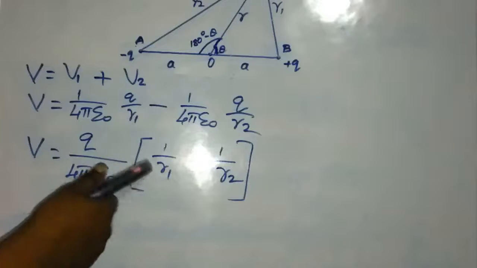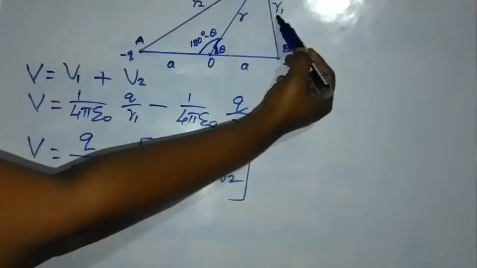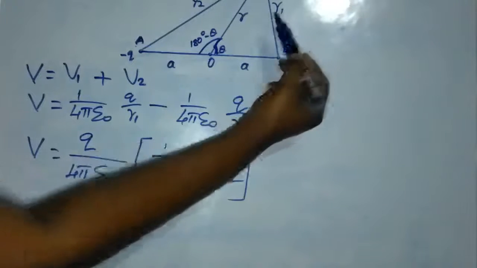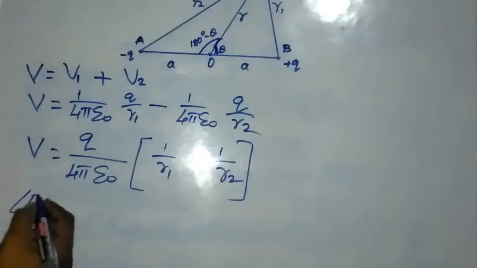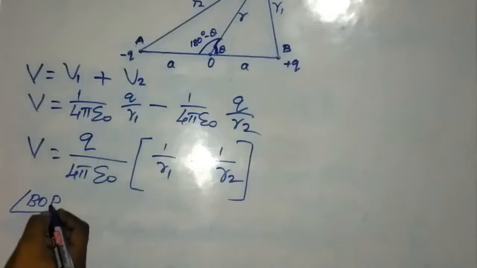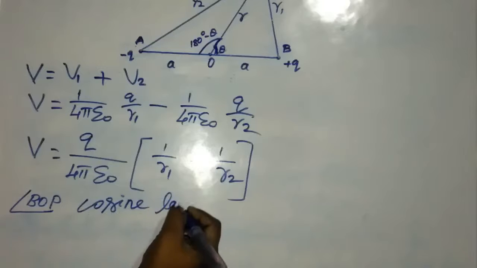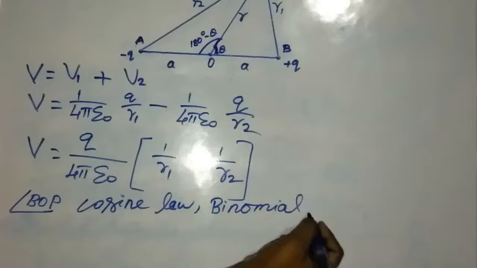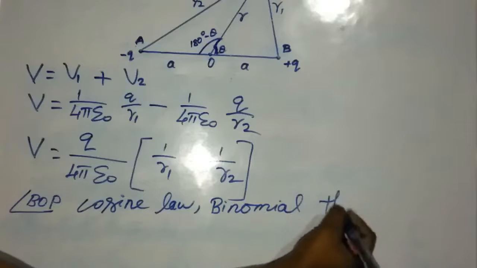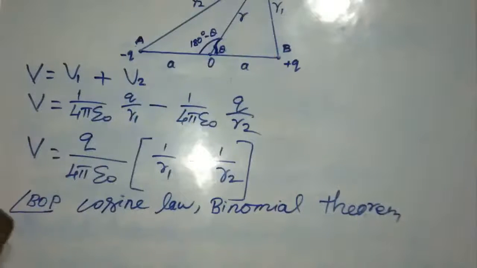Now we are going to find the value of 1 by R1. To find R1, we take the triangle BOP, and here we apply the cosine law and the binomial theorem for finding the value of R1.